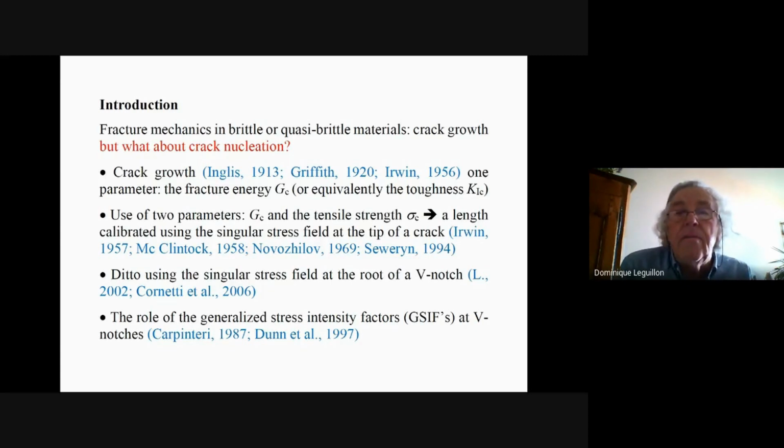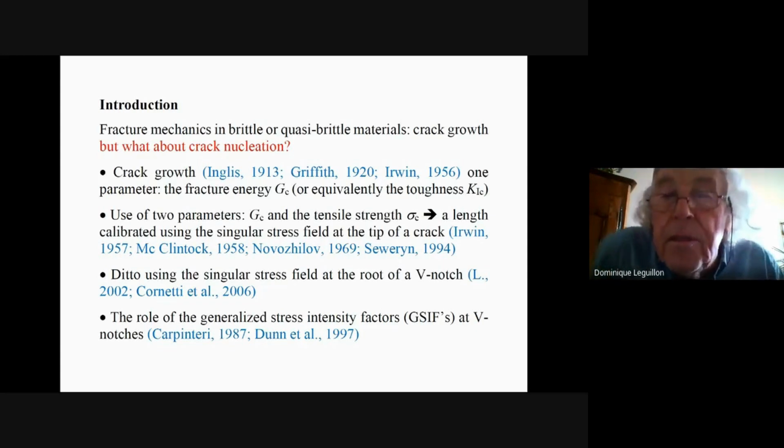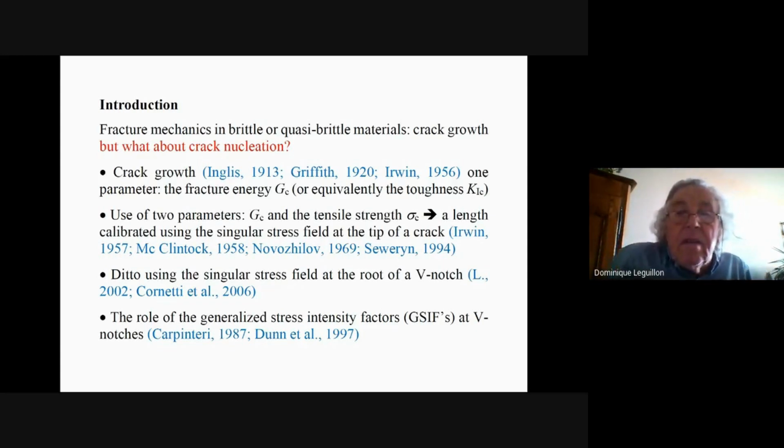Irwin finally settled a link between Williams' expansion and Griffith's work, based on the definition of the toughness and the equivalence between GC, the fracture energy used by Griffith, and the toughness, the critical value of the stress intensity factor, as Irwin did. At the same time, the need to use two parameters emerged.